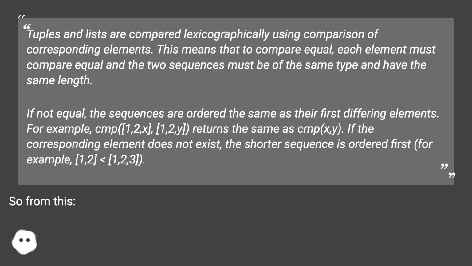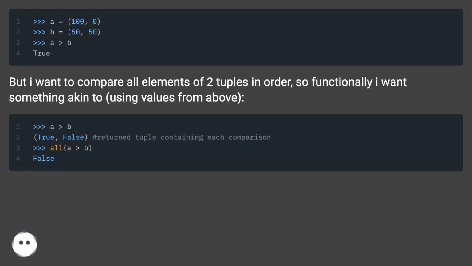So from this, but I want to compare all elements of two tuples in order, so functionally I want something akin to using values from above.